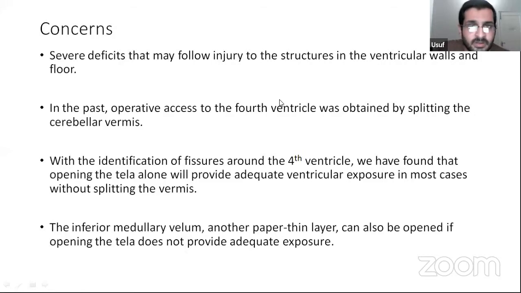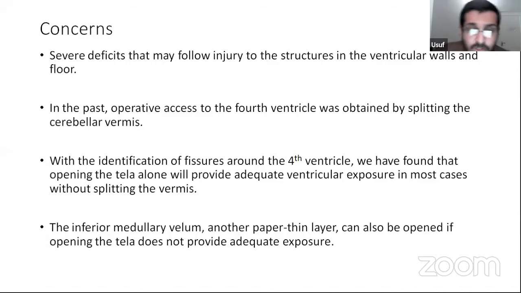There are certain concerns when you're approaching the floor of the fourth ventricle. The important element is that you may cause some deficits, particularly if you injure the structures in the floor of the fourth ventricle, because we just saw that the floor contains the vagal triangle, the facial colliculus, so a number of cranial nerves are present. In the past, they used to enter the fourth ventricle by splitting the cerebellar vermis. Although this was fairly well tolerated, the post-operative results were usually not that good.